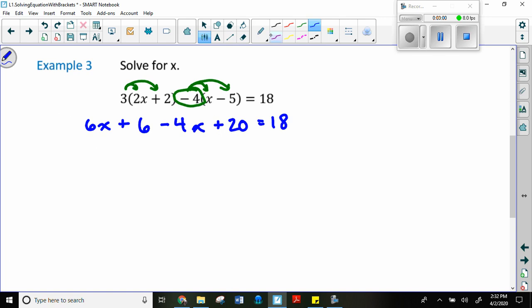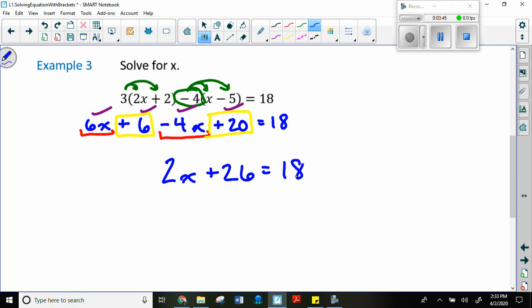All right, next step. If we look on the left-hand side, there are a bunch of pieces. There are 4 pieces there. 1, 2, 3, 4. We can put some of those together. Which ones are our like terms? What's going to go with the positive 6x? If you're looking across, this negative 4x is going to go with that. And then similarly, the positive 6 is going to go with the positive 20. So we can simplify this a little bit. 6x minus 4x, that's just 2x. And positive 6 plus 20, that's 26.